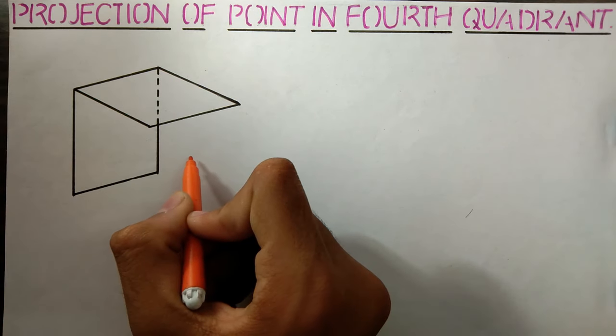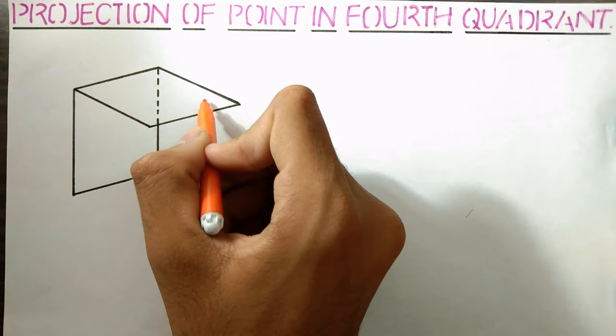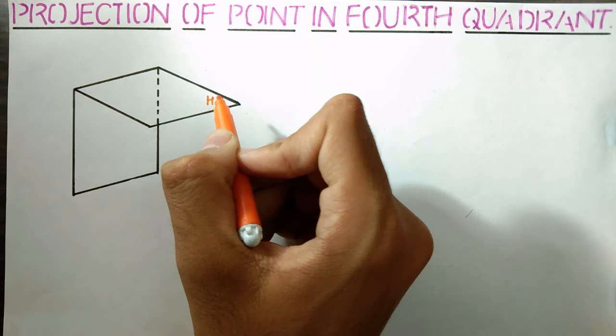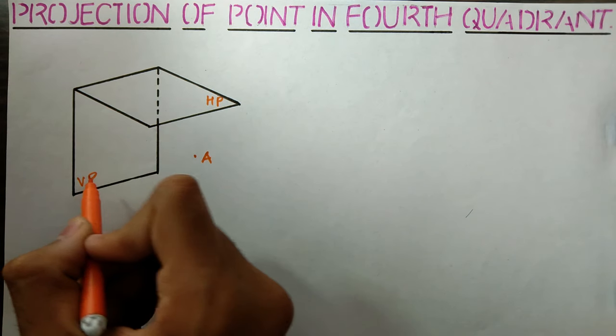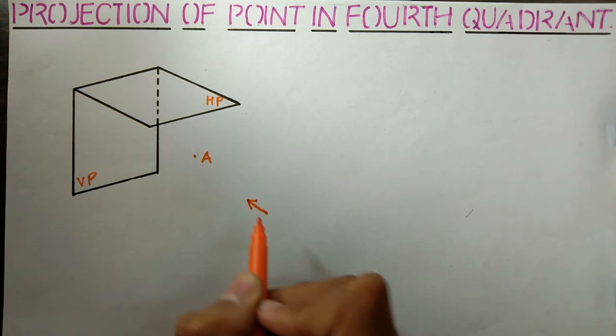Now consider a point which is resting in the fourth quadrant. Whenever a point is resting in the fourth quadrant, then it always rests below the horizontal plane and in front of the vertical plane. Consider the observer's direction as this.